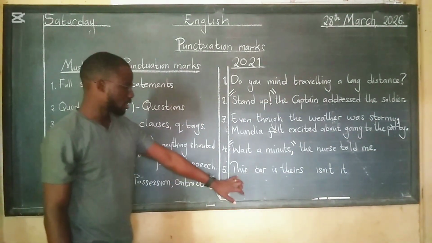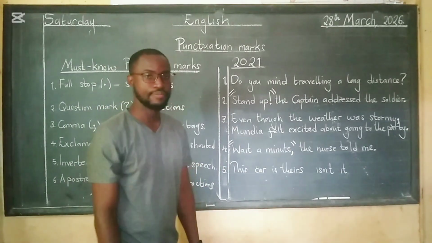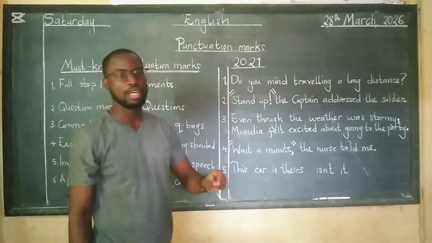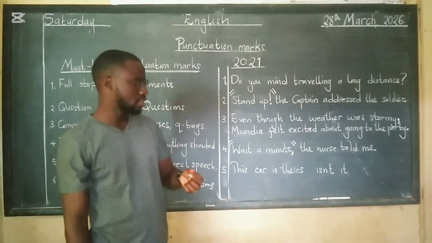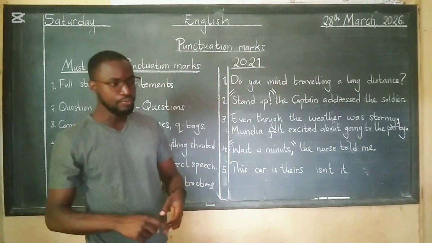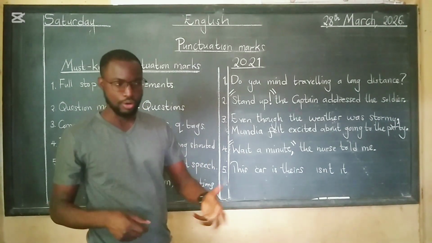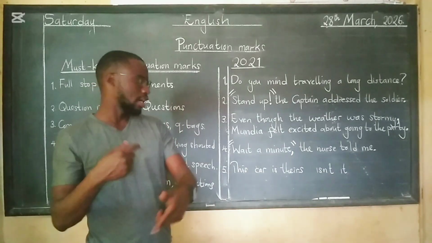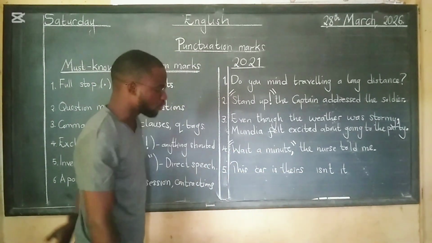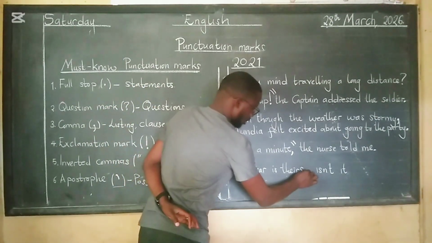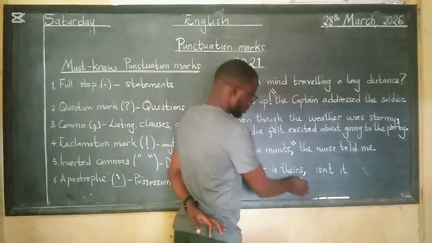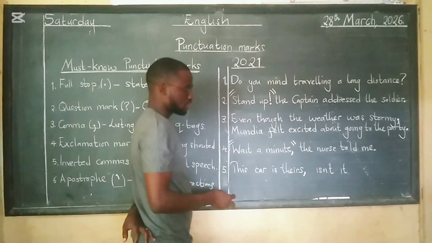Then number 5, this car is theirs, isn't it? So for this part, isn't it is a question tag. Question tags are phrases like isn't it, weren't you, are you. Those are question tags. This car is theirs, isn't it? So what do we do for question tags? First of all, we put a comma before the question tag. So this car is theirs, then here's the question tag, isn't it?